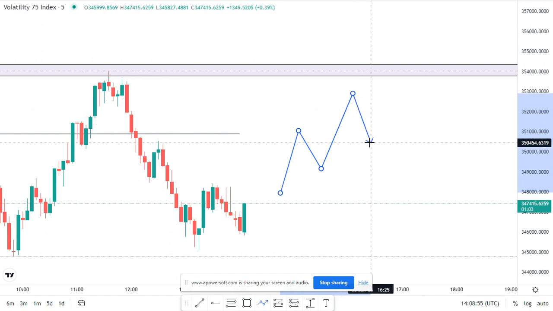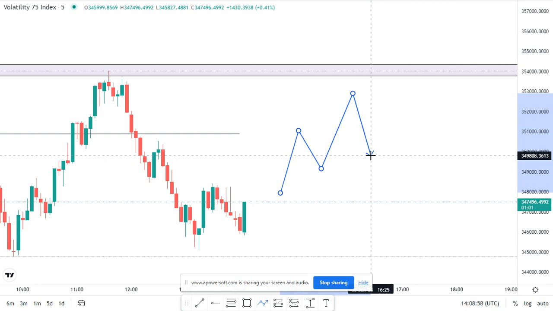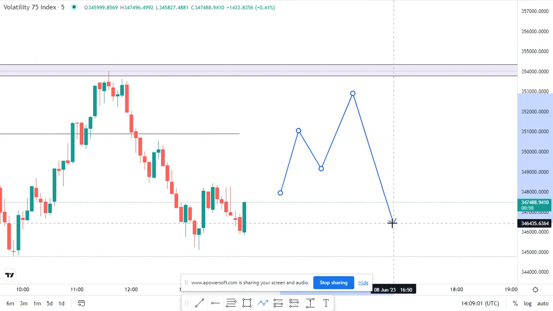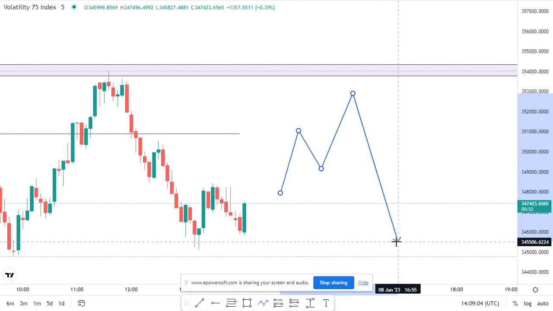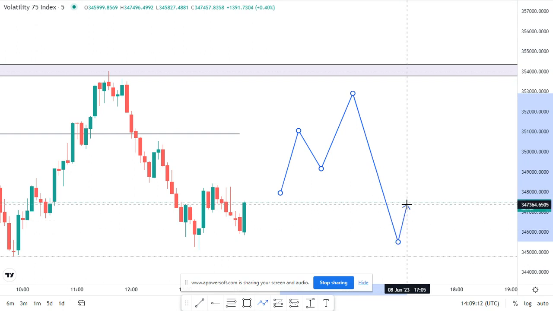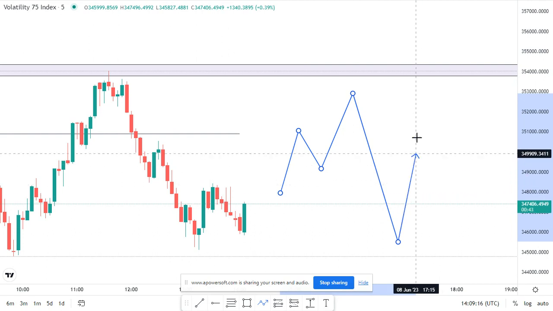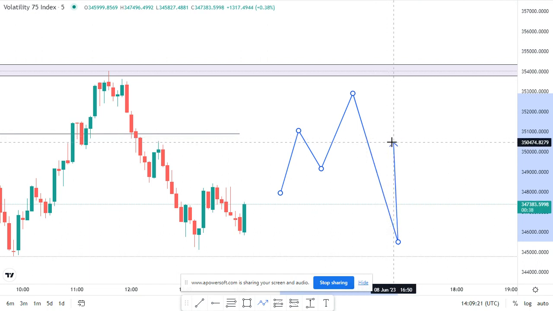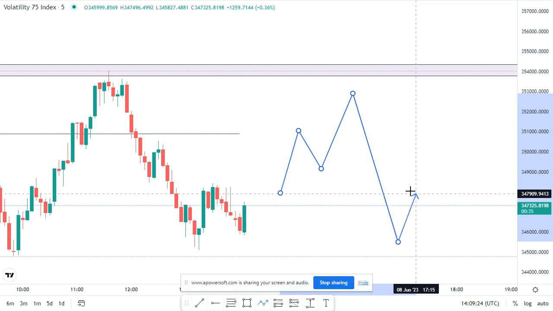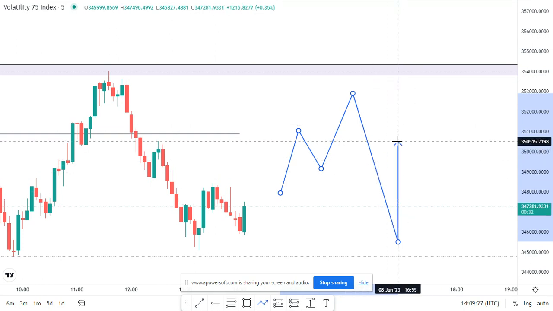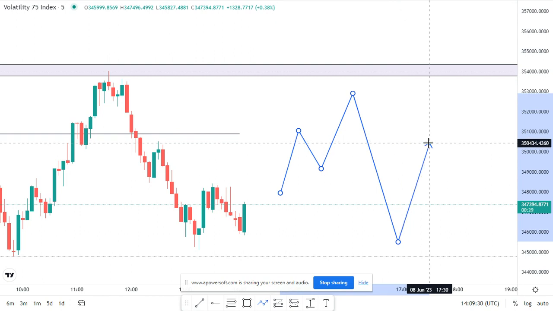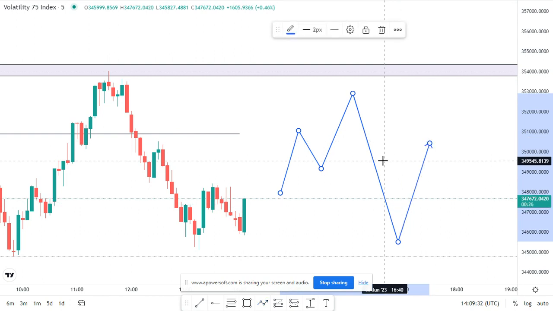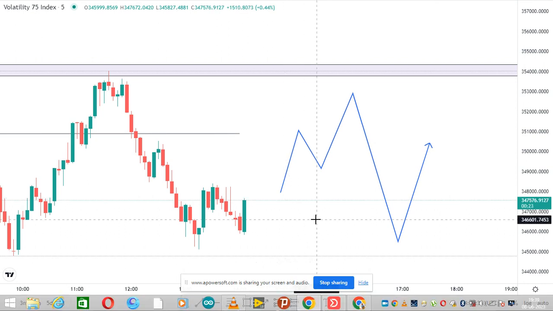Then we want to see a market structure shift to the downside, like a strong push. They call it displacement, a strong push to the downside. Then we wait for a pullback, a retracement, which could be into any fair value gap or a breaker around this area. After the pullback, we take our entry there.